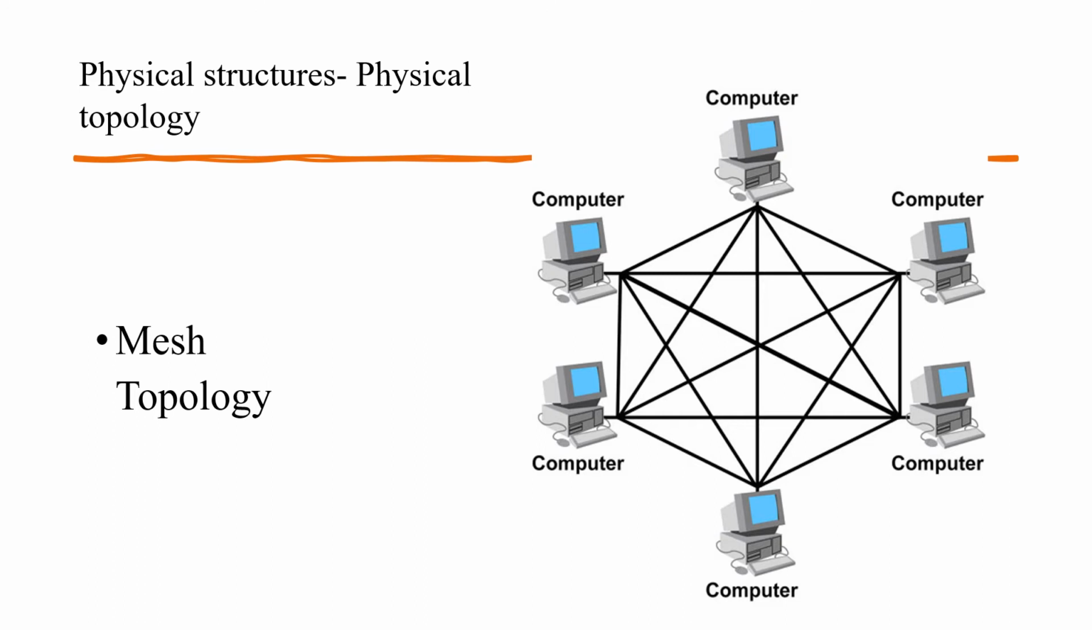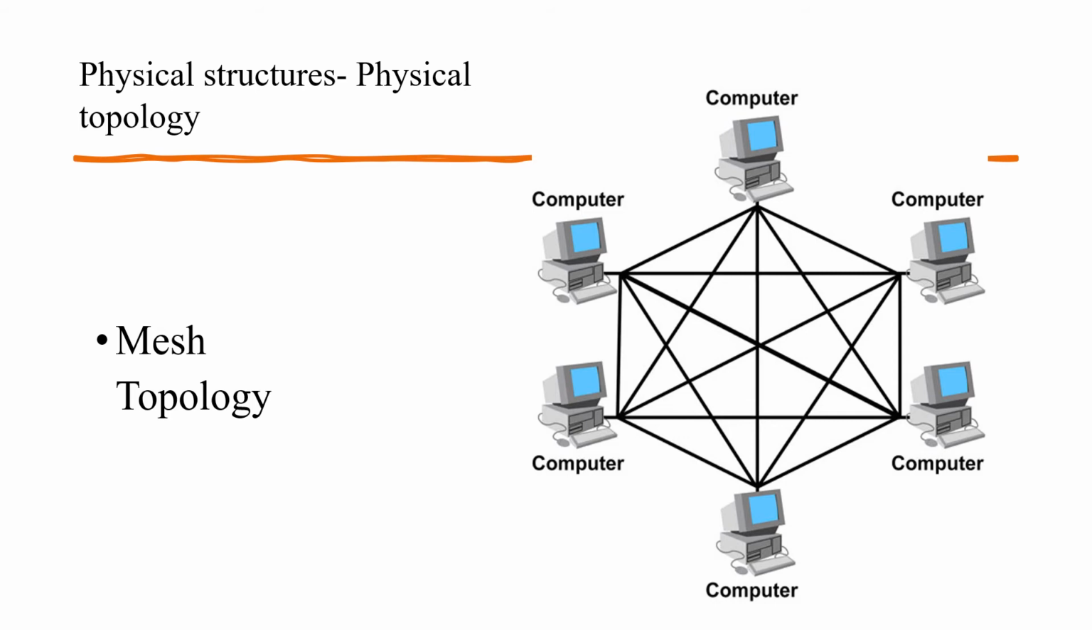The mesh topology is robust. If one link becomes unusable, it does not incapacitate the entire system. There are advantages of privacy and security. When every message travels along a dedicated link, only the intended recipient sees it. Physical boundaries prevent other users from gaining access to these messages. Point-to-point links make fault identification and fault isolation easy. Traffic can be routed to avoid links with suspected problems.